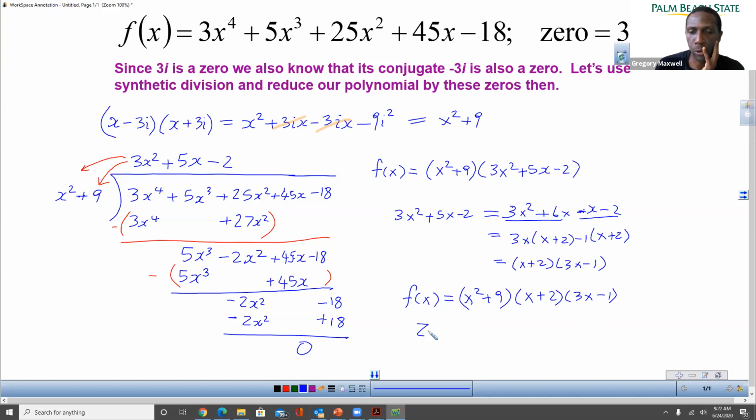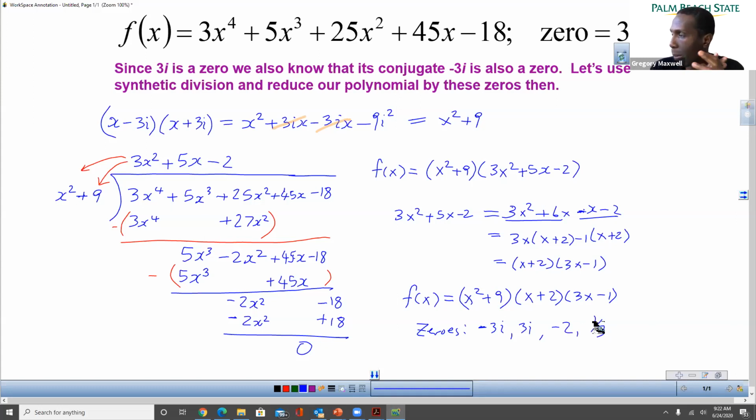So my zeros are plus or negative, well, I'm going to write them this way. Negative 3i, positive 3i, negative 2, and positive 1/3.